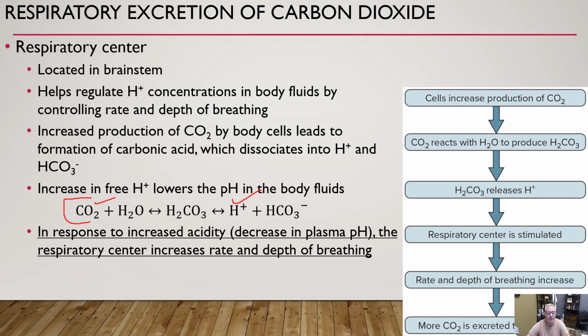So by changing our breathing rate, the partial pressure of carbon dioxide in the blood is changed, leading to a change in blood pH. Remember that carbon dioxide and pH go in opposite directions. An increase in carbon dioxide production means a decrease in our pH. Carbon dioxide, hydrogen ion concentration, pH.